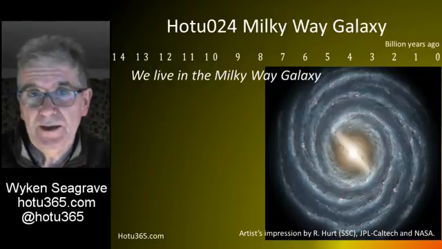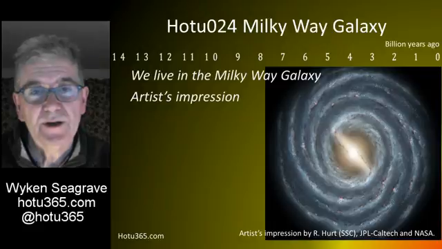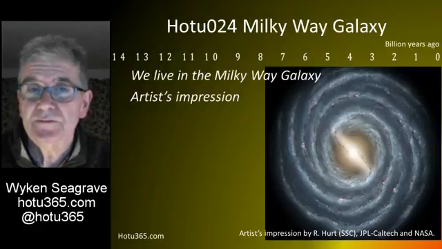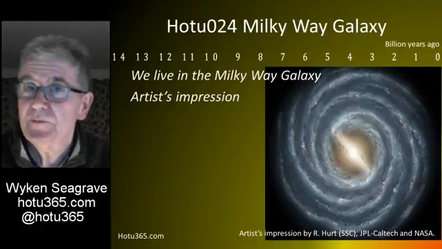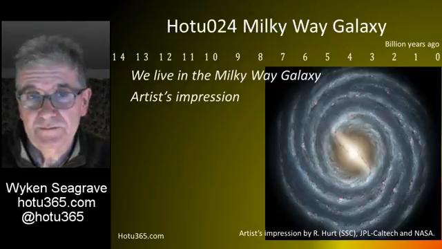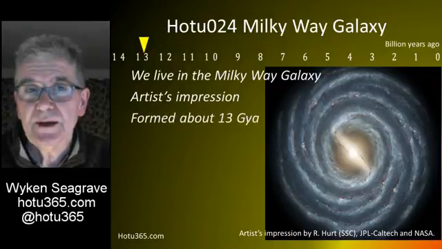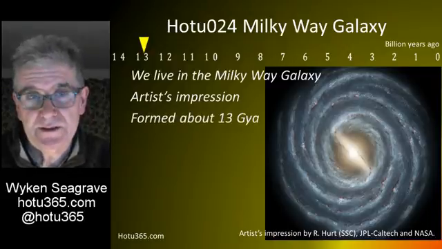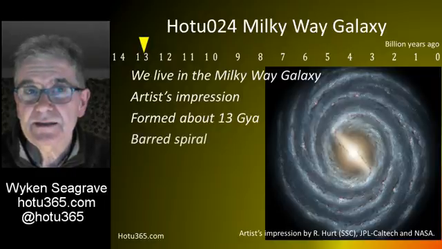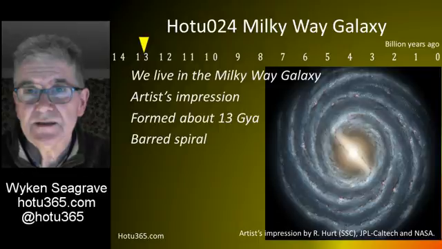called the Milky Way. This is an artist's impression of what it might look like if you could see it from the outside. We have never been outside. It's too big for us to travel out, and we probably never will. We think it was formed about 13 billion years ago, and it is a barred spiral galaxy. You can see the spiral arms.